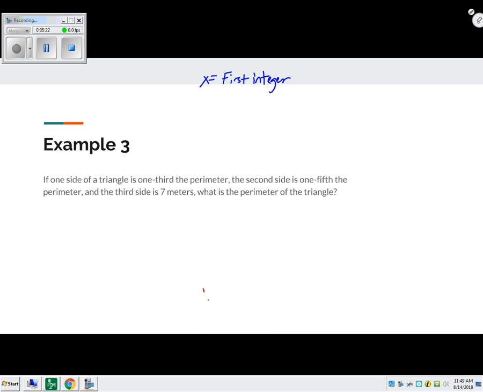Anytime we're working with one of these and it has to do with geometry, I always think that drawing yourself a picture would help. It's going to be something basic, like in this case, a triangle. We know that one side of it is a third of the perimeter, the second side is 1/5 the perimeter, and the third side is 7.